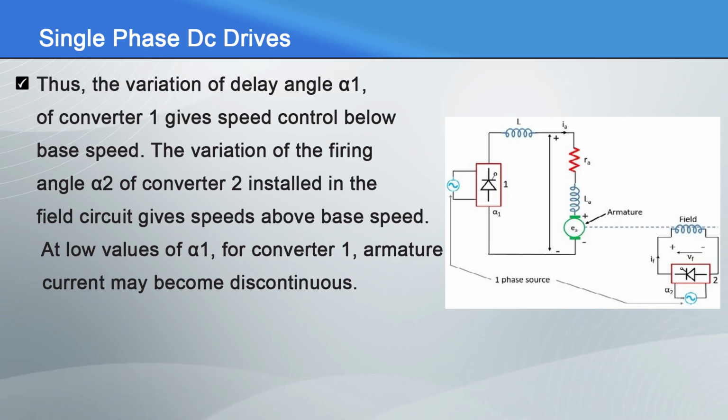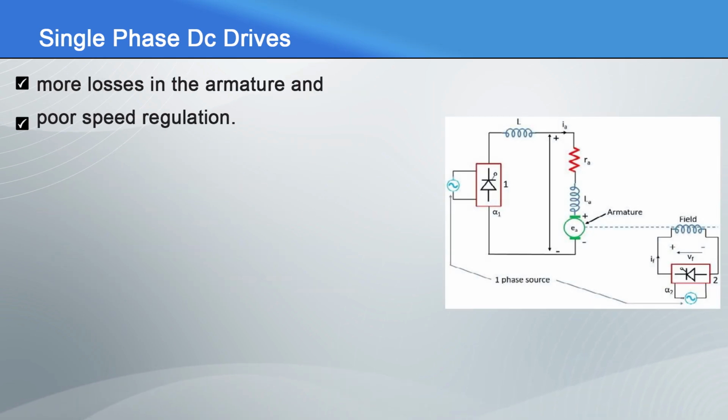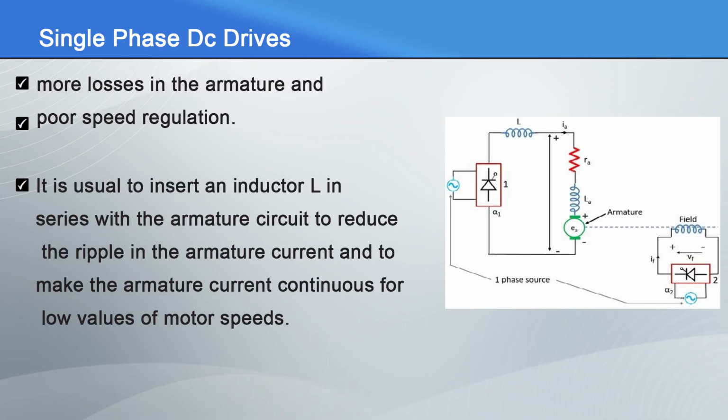speed. At low values of alpha 1 for converter 1, the armature current may become discontinuous. The discontinuous armature current causes more losses in the armature and poor speed regulation. It is usual to insert an inductor in series with the armature circuit to reduce the ripple in armature current and to make the armature current continuous for low values of motor speed.